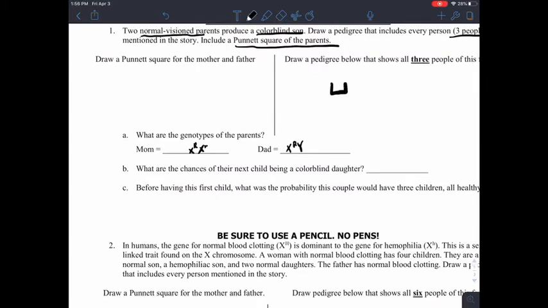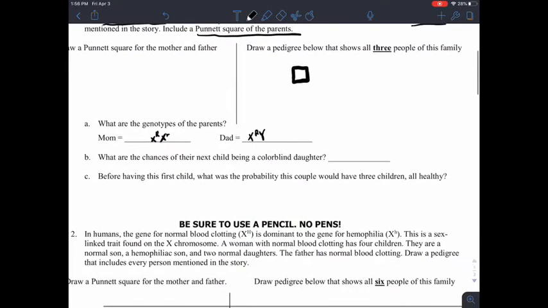Start with the dad. He's a square because squares represent males, and he's married to his wife. And since his wife is a carrier, we'll shade her in half. They both had a son who's colorblind. So we color him in all the way, right like that.